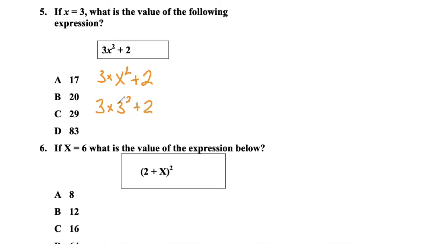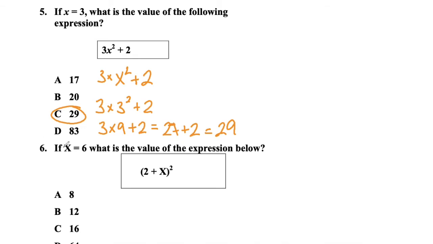Following order of operations, we're first going to do the exponent. 3 squared is going to be 9. So that'll be 3 times 9 plus 2. 3 times 9 is 27 plus 2, which will be 29, which will be answer choice C.